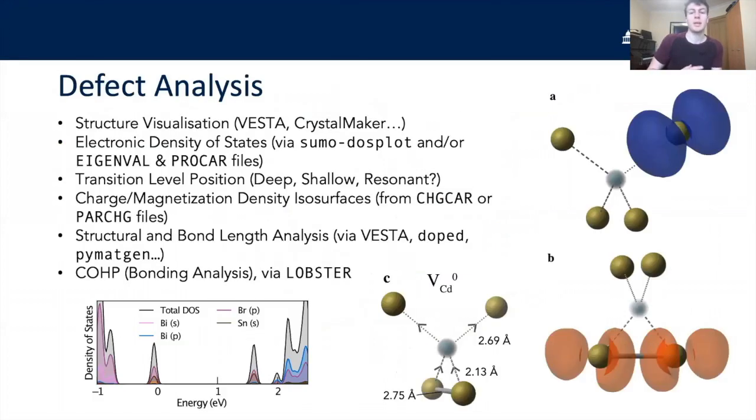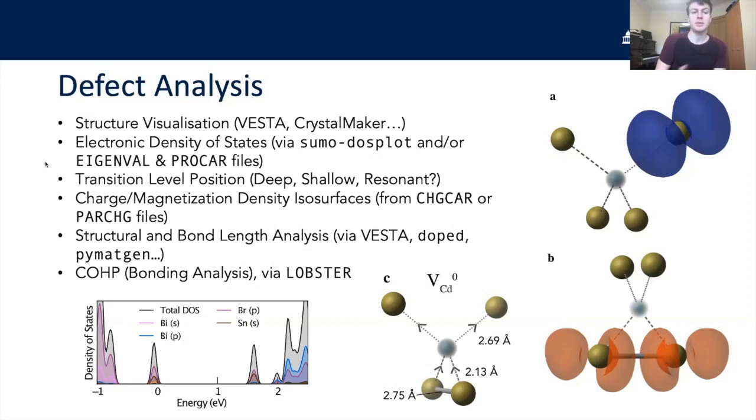So just to mention some of the ways that this can be done, to take a closer, more in-depth defect analysis for particular defects or charge states in your system. Firstly, would be structure visualization, just by looking at the output relaxed structures in VESTA or CrystalMaker. You can look at the electronic density of states via sumo-dosplot, to give something like this, for example, where you can look at the defect related states, maybe within the band gap, or if they hybridize with the band edges. And or just by looking through the EIGENVAL and PROCAR files, which also give you this information.